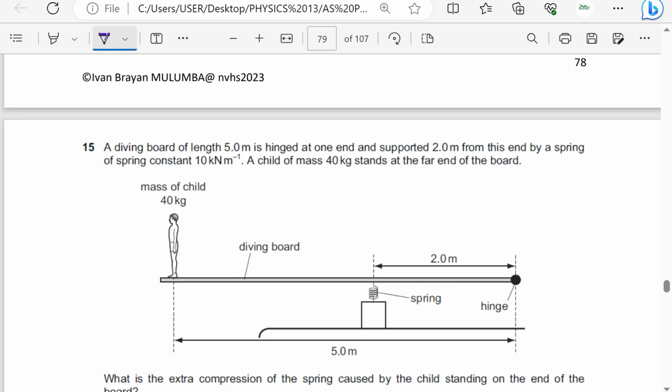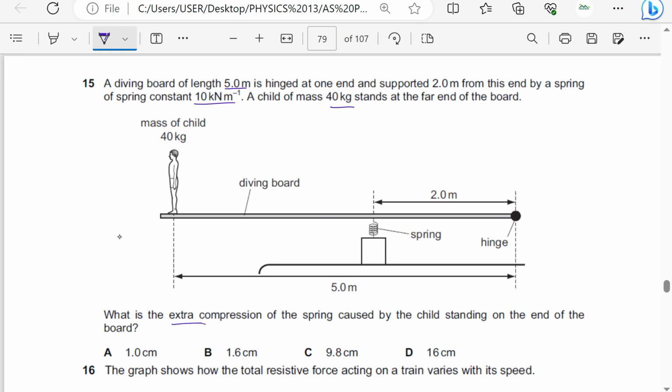A diving board of length 5 meters is hinged at one end and supported 2 meters from this end by a spring of spring constant 10 kilonewtons per meter. A child of mass 40 kilograms stands at the far end of the board. What is the extra compression of the spring caused by the child standing on the end of the board?